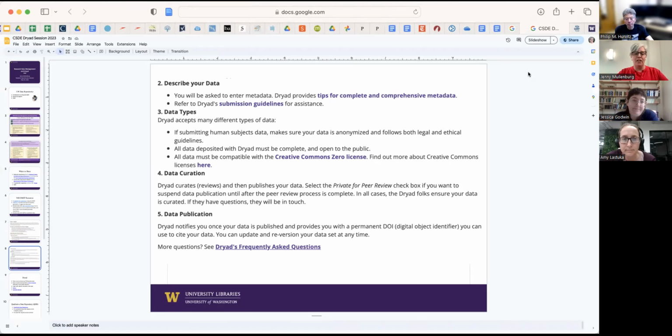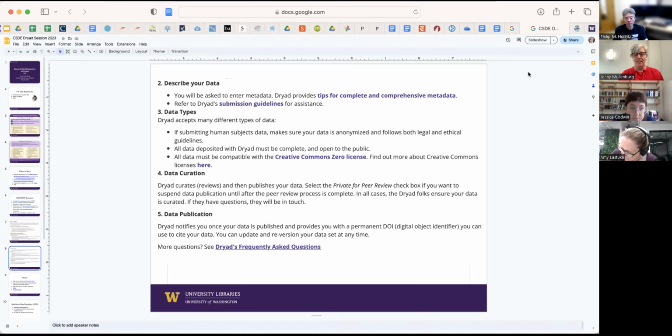You'll notice under 3 here, under data types, Dryad got started for accepting what we'll call traditional data types, but obviously, if you take a broad view of what data is, if you're looking at it in terms of digital research materials, because some people are analyzing photographs or audio or what have you, they take a wide view of what constitutes data. So you can deposit all sorts of data types in here.